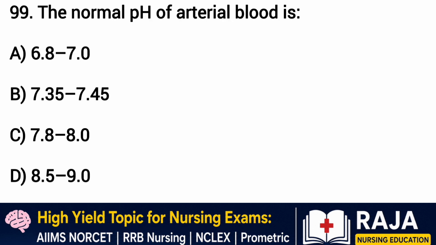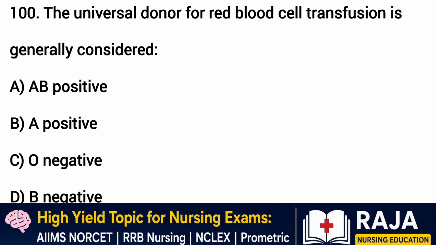The normal pH of arterial blood is. The answer is B. 7.35 to 7.45. The universal donor for red blood cell transfusion is generally considered. The answer is C. O negative.